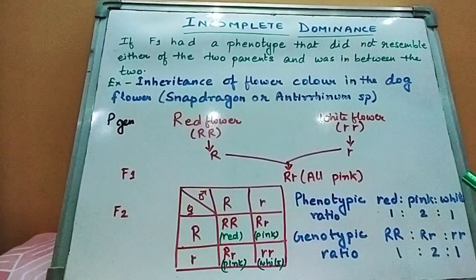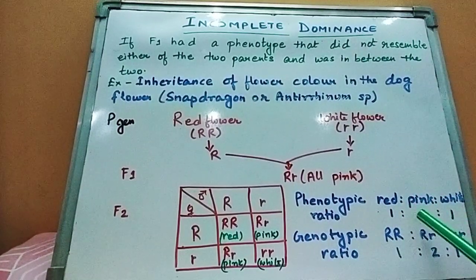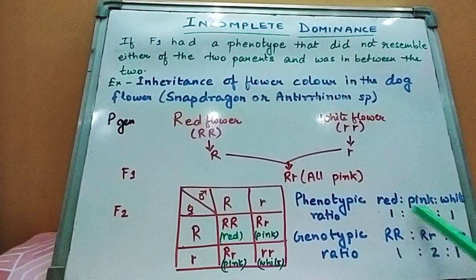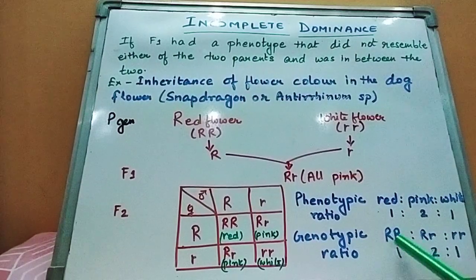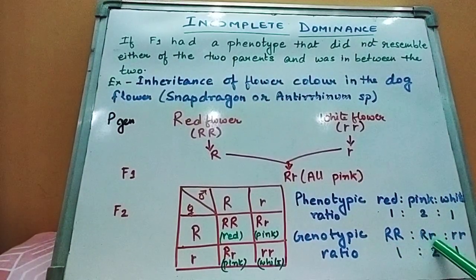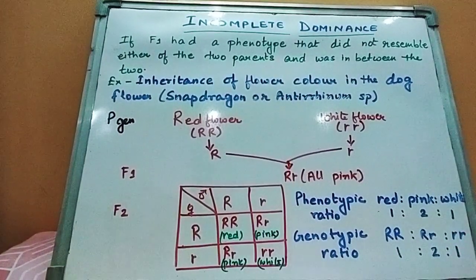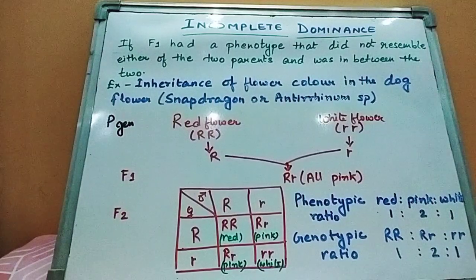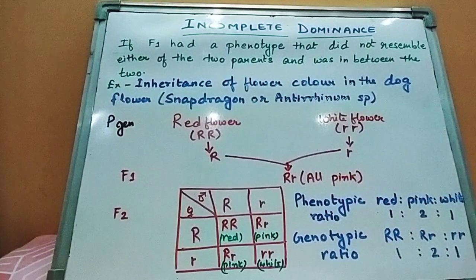So what would be the phenotypic ratio? That is 1 red flower, 2 pink flowers, 1 white. That is 1:2:1. This was the phenotypic ratio. Whereas what was the genotypic ratio? It would be the same: RR 1, Rr 2, and rr 1, that is 1:2:1. So it is slightly different from the Mendelian ratio in the monohybrid cross, where the phenotypic ratio was 3:1. Here we are getting both phenotypic and genotypic ratio the same, that is 1:2:1. So this was incomplete dominance, a very easy part to go through.